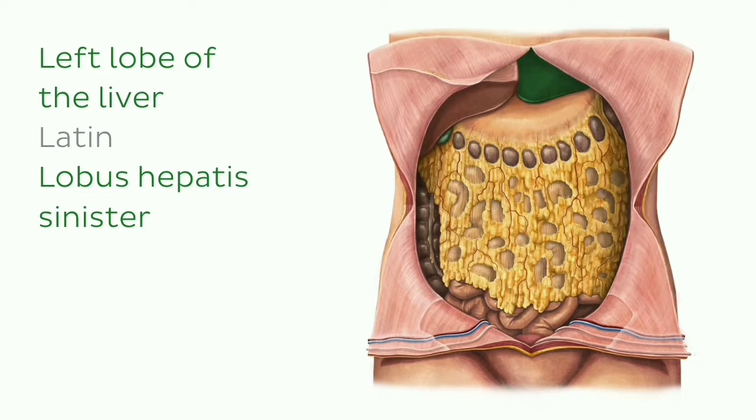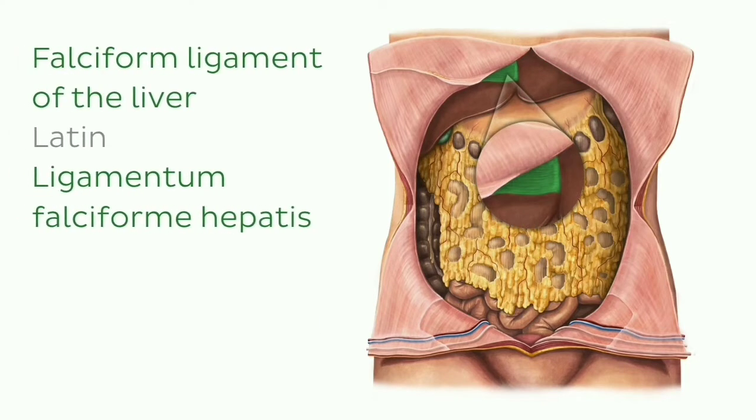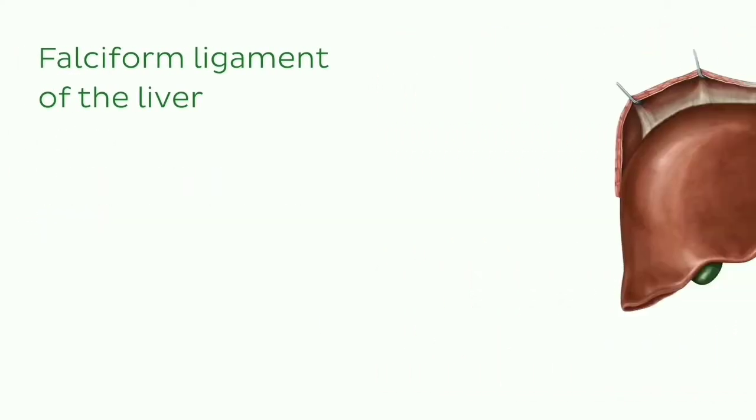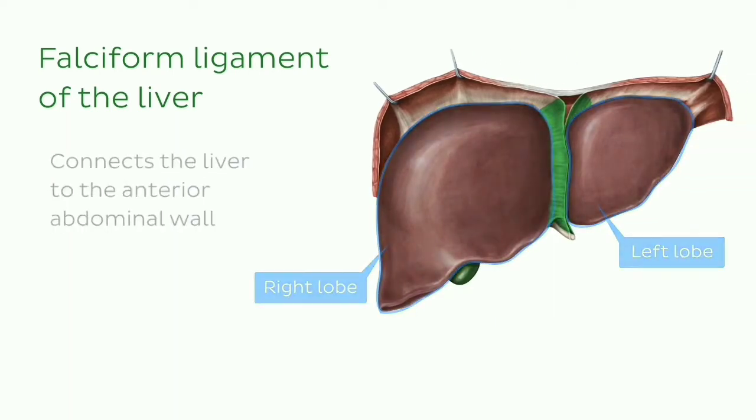Note that there are 2 further accessory lobes of the liver, the caudate lobe and the quadrate lobe. These lobes arise from the right lobe and are located on the visceral surface of the liver. Therefore, we can't see them in these images. Let's have a look at some peritoneal ligaments associated with the liver, starting with the falciform ligament of the liver. And as you can see, this ligament separates the right and the left lobes of the liver and connects the liver to the anterior abdominal wall.